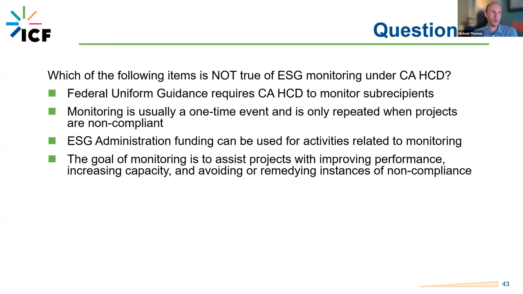Which of the following items is not true of ESG monitoring under California HCD? The federal uniform guidance requires them to monitor subrecipients. Monitoring is usually a one-time event and is only repeated when projects are non-compliant. ESG administration funding can be used for activities related to monitoring. Or the goal of monitoring is to assist projects with improving performance, increasing capacity, and avoiding or remedying instances of non-compliance. Which of these is not true? There's your poll. So go ahead and choose which answer you think is correct.